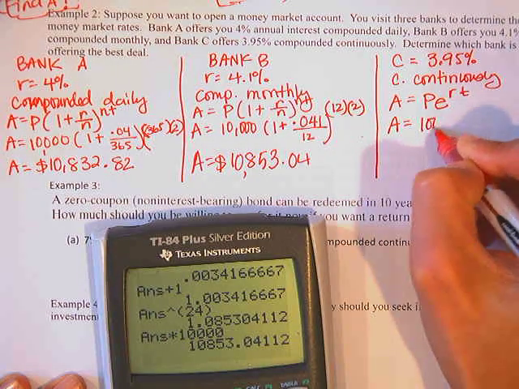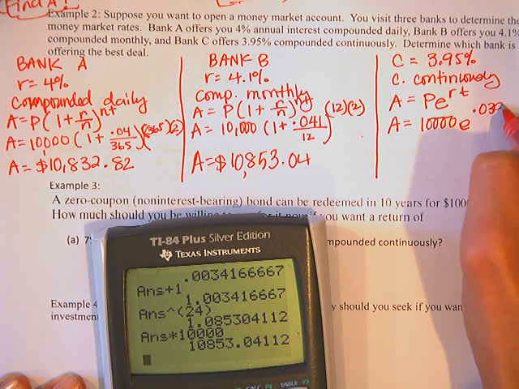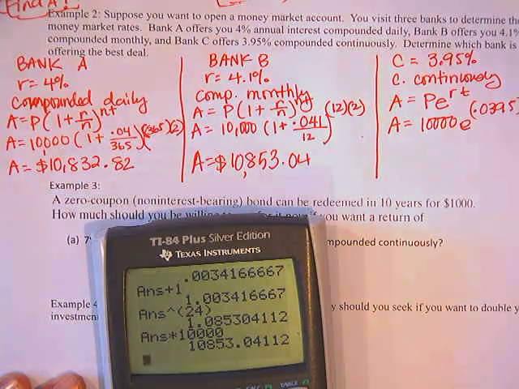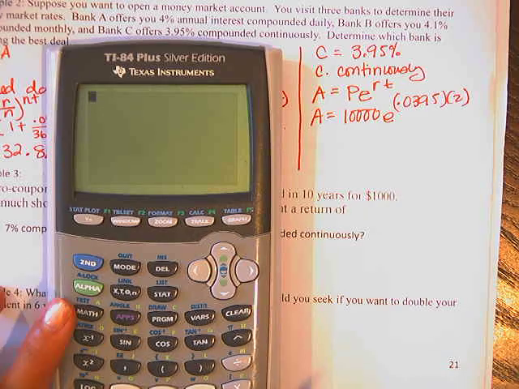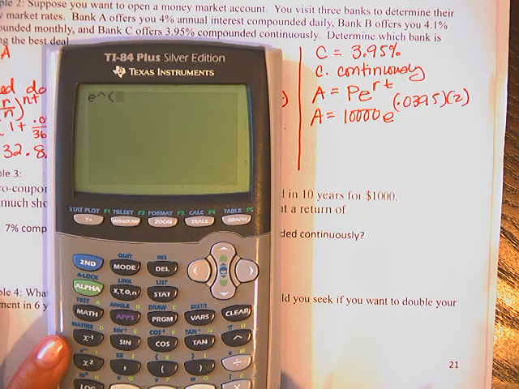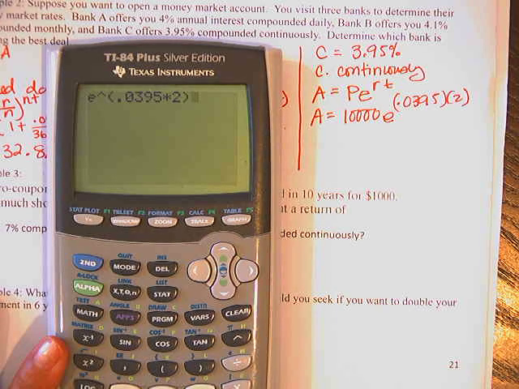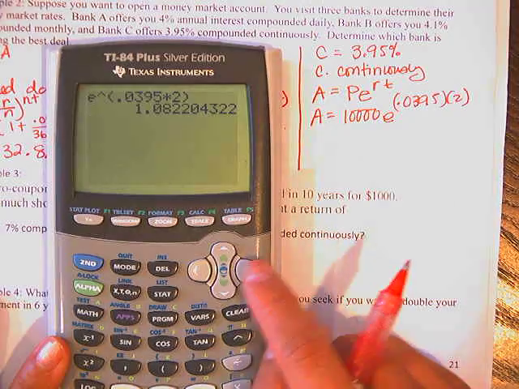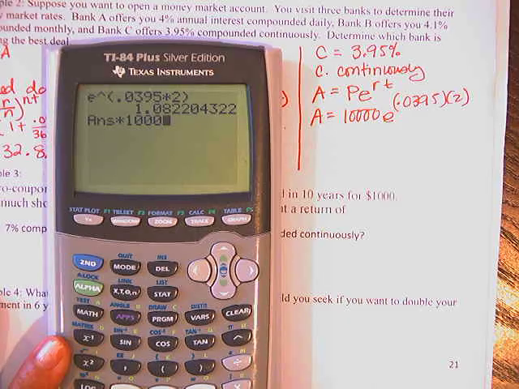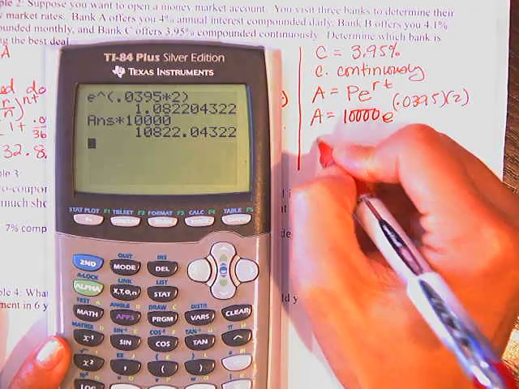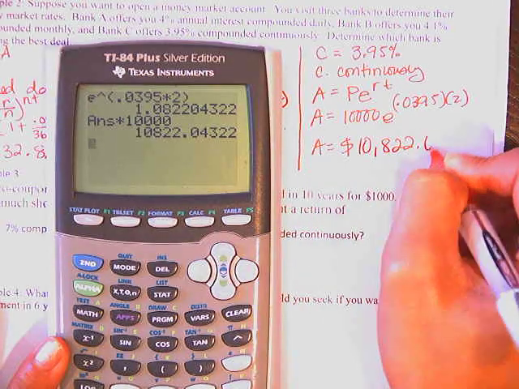A equals 10,000 times e to the rate of 0.0395 times 2 years. Okay, the 2 years is still the fixed rate there. So let's talk about this. So e second ln, there's my e, 0.0395 times 2. Close that up. Okay, so that's what e to the decimal is. Remember, you can't round into the end, so times 10,000. So A equals 10,822.04.